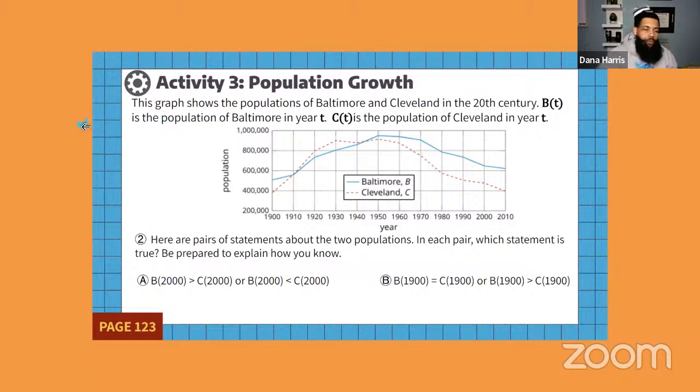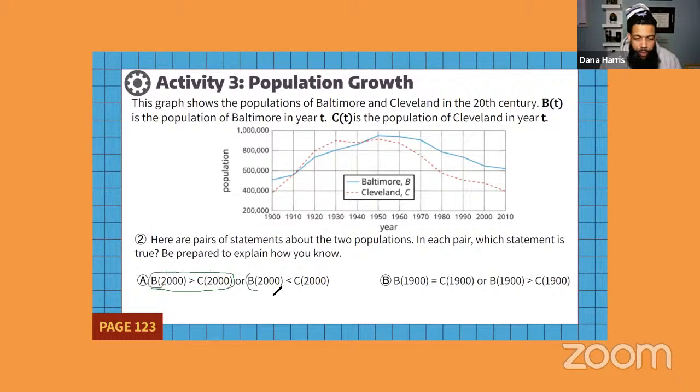Part 2, number 2, rather. It says this graph shows, so same thing. I don't have to read that to you again, but the question says, here are pairs of statements about the two populations. All right. In each pair, which statement is true? And you want to be able to explain how you know. So when I look at the first pair, let's pull up that green again. So this is the first pair.